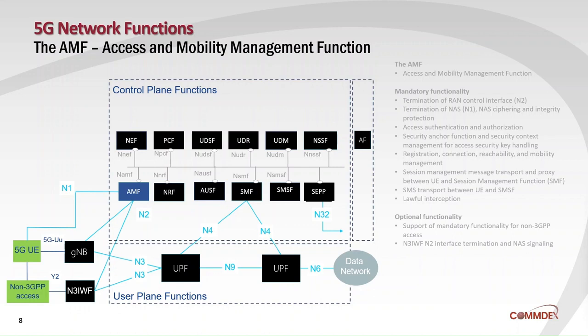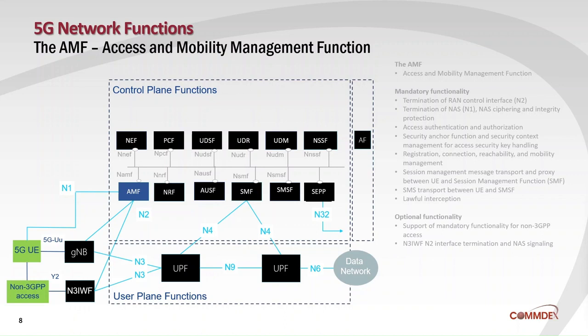The AMF is the Access and Mobility Management Function. It is responsible for the termination of the RAN control interface N2. It also terminates the NAS signaling on the N1 interface, and it provides NAS ciphering and integrity protection. It is responsible for access, authentication, and authorization. It is the security anchor function and handles security context management for access security key handling.